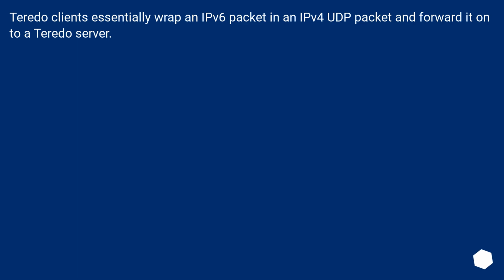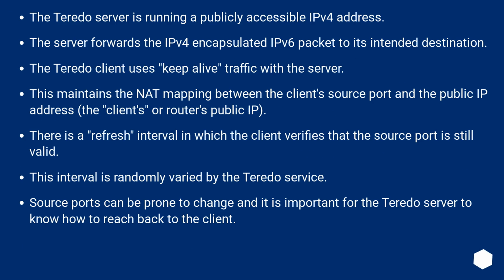Teredo clients essentially wrap an IPv6 packet in an IPv4 UDP packet and forward it on to a Teredo server. The Teredo server is running on a publicly accessible IPv4 address. The server forwards the IPv4 encapsulated IPv6 packet to its intended destination.